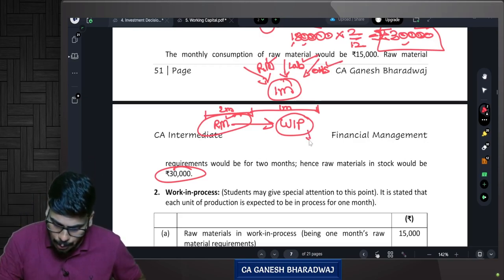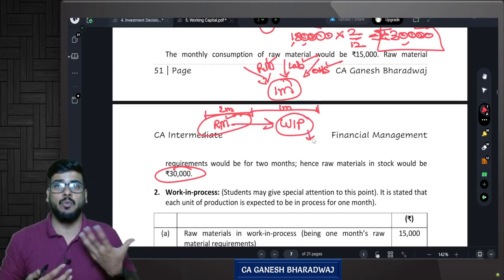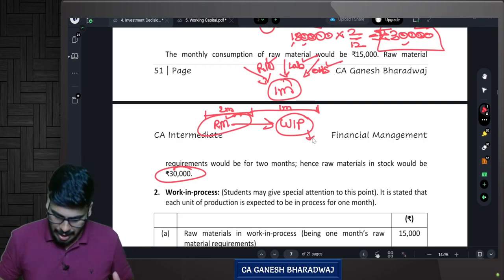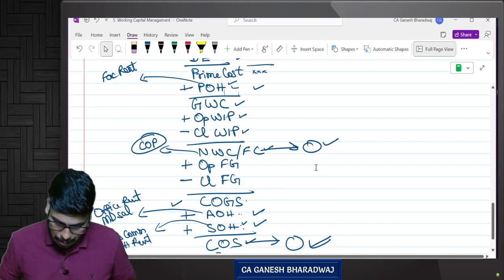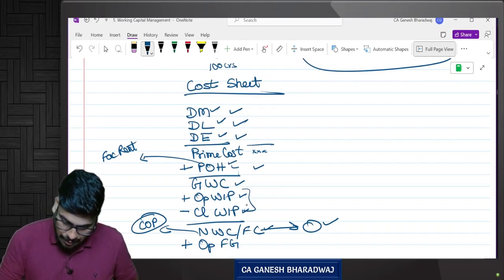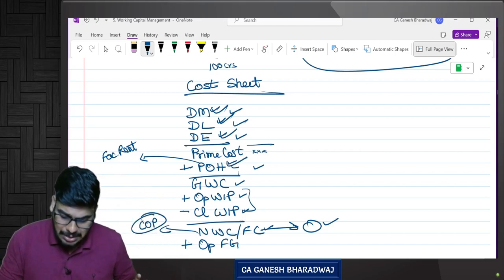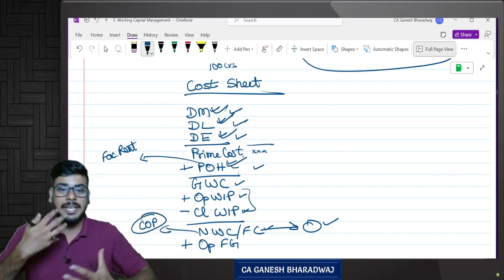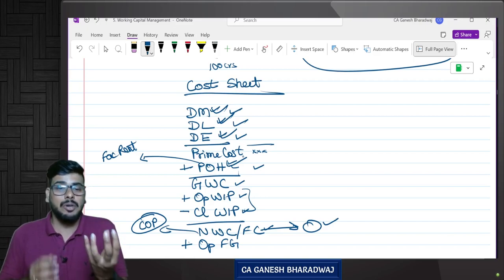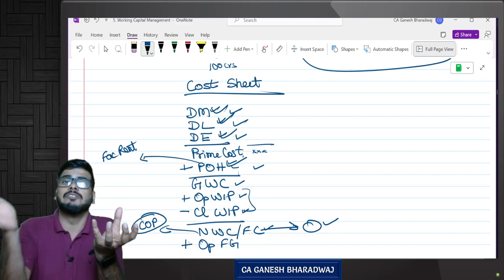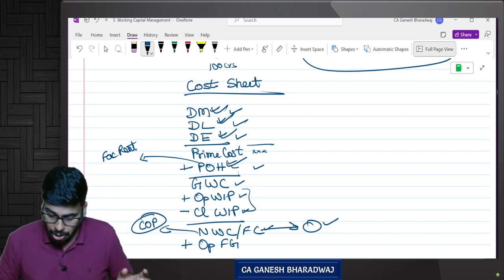So in my WIP area, what happens? The value of WIP. So basically, the value of WIP is what? The WIP is valued at material plus labor, direct expenses, if it is given, plus overheads. So for every unit that gets processed, the amount that gets into the value of the WIP will not just be raw material; labor and overheads should also be included.